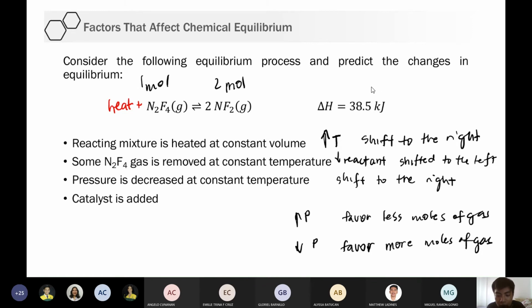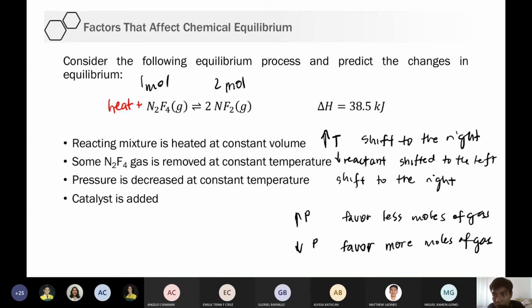May tanong dyan. Always po ba to the right kapag pressure decreased? Hindi. Hindi siya always ganyan. Bibilangin mo kung ilang moles ng gases meron ka. Kasi depending on the mole of the gases, yung side na yun yung pwede niya i-favor. Kunwari, ito yung 2 moles, ito yung 1 mole. So, kapag dinecrease mo yung pressure, i-favor niya yung reactant. Just in case, kunwari, baliktad to. So, depende pa rin yun sa mole of gas.